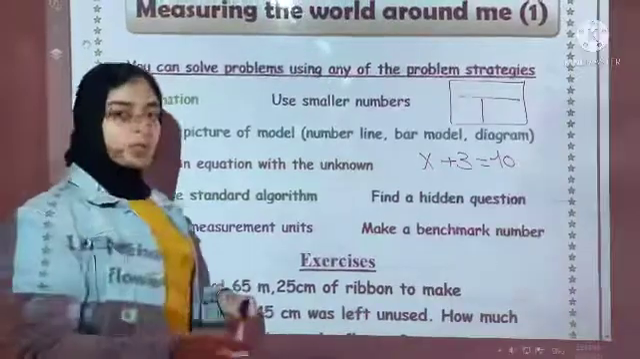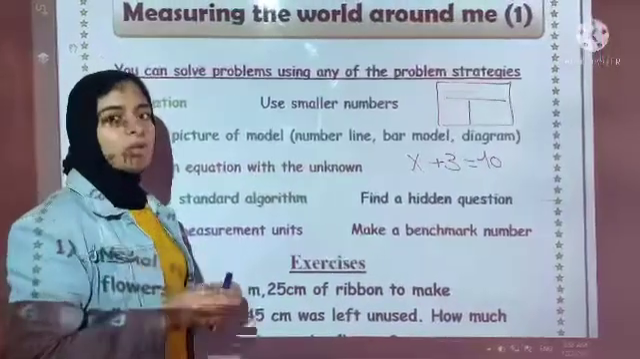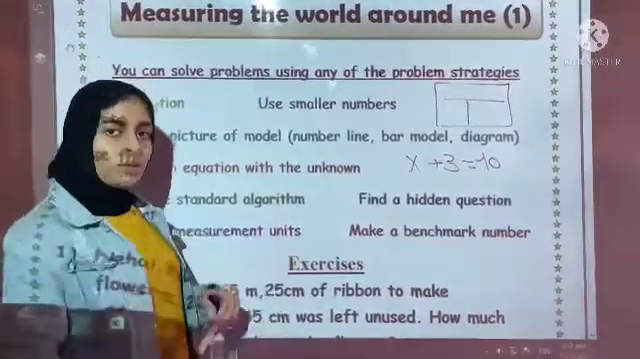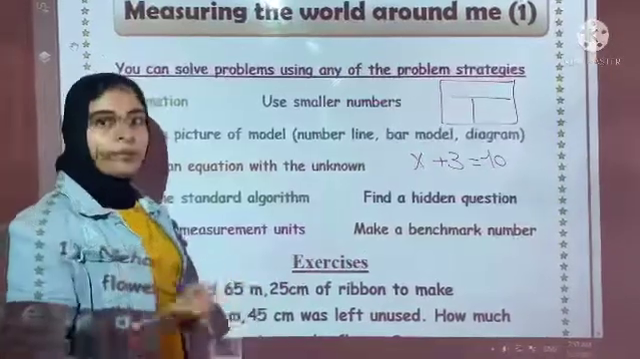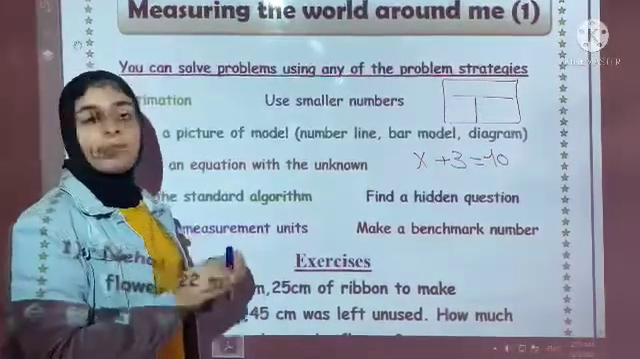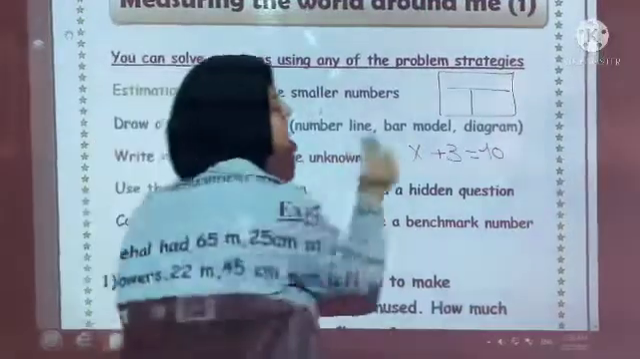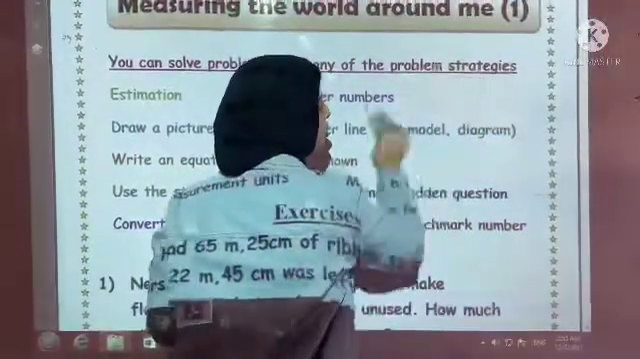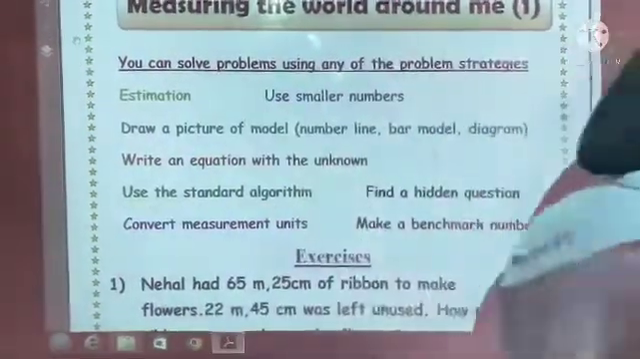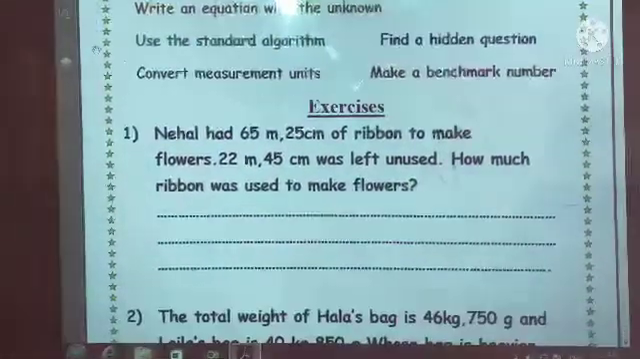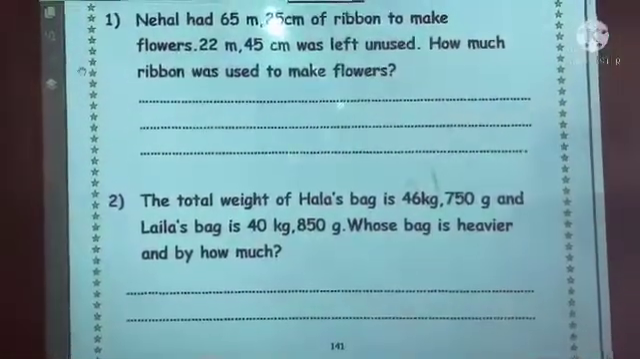If you want to add or subtract, you should have the same units: meter and meter, centimeter and centimeter, and kilometer. You can use the same units. So now let's start by solving the first story problem we have, and it shows the best way to solve it.